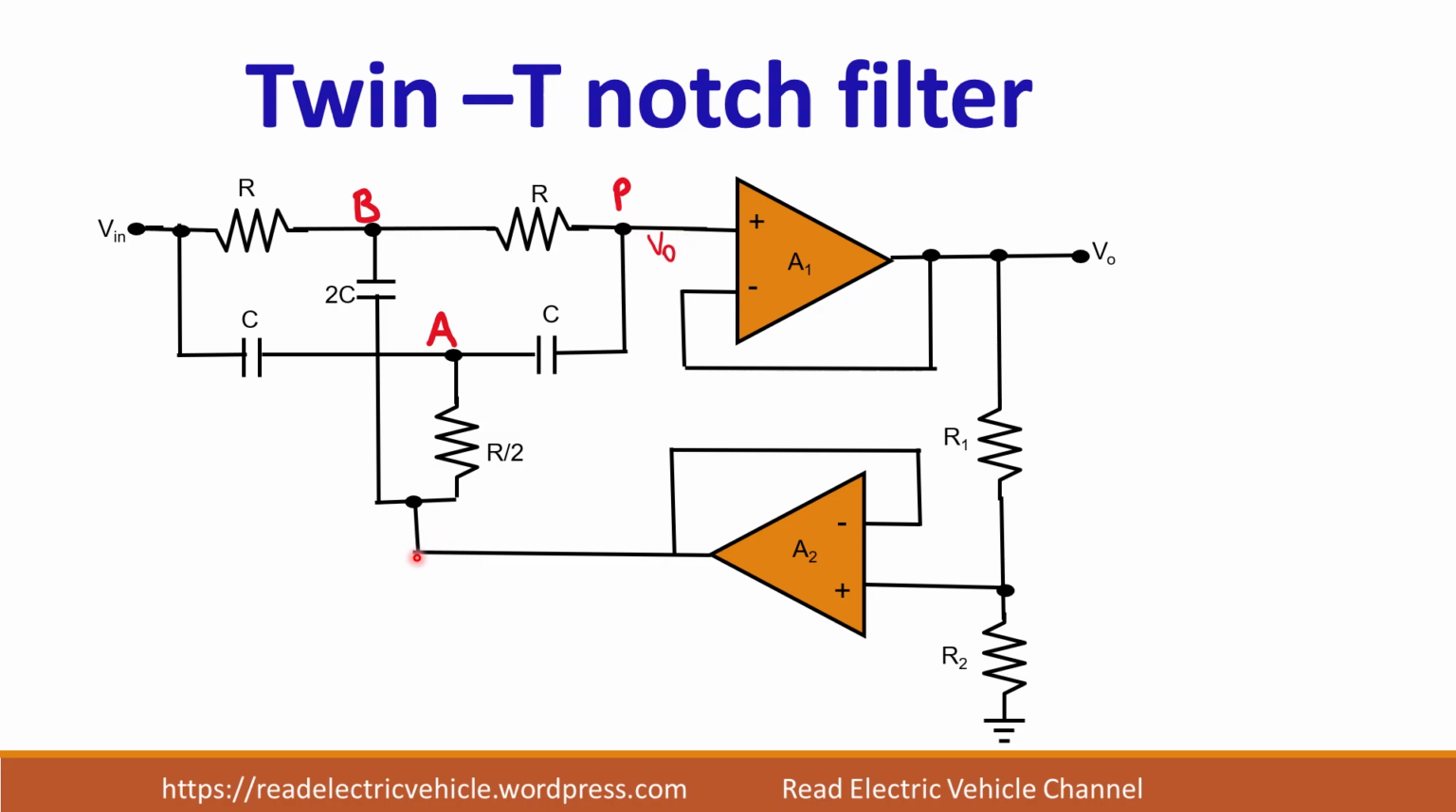Then what will be the voltage here? You can see this is a potential divider. A part of the voltage is connected here. So let us take K. K is equal to R2 divided by R1 plus R2. So this is also a voltage follower. So what you will get is K into V0 as the voltage at this point.